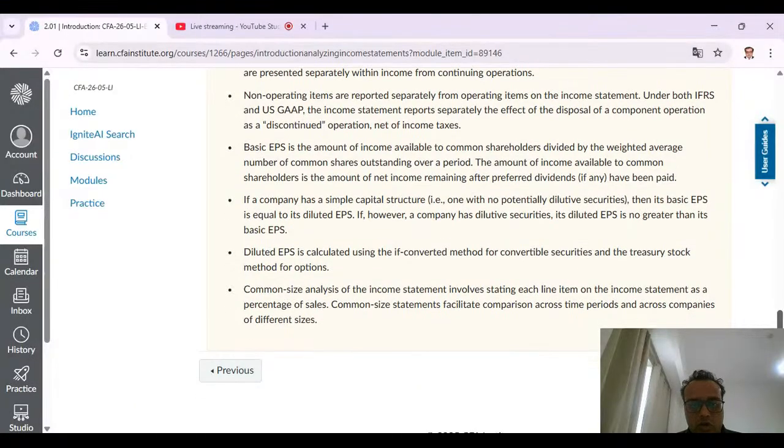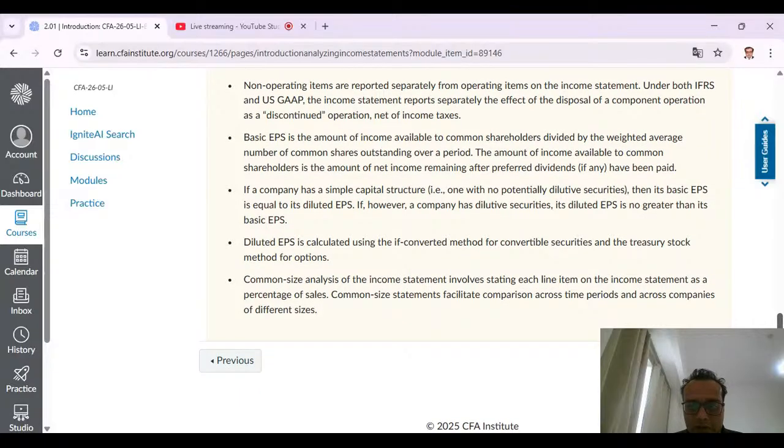Fair enough. Common size analysis of the income statement involves stating each line item of the income statement as a percentage of sales. Common size statements facilitate comparison across time periods and across companies of different sizes. So I took sales, divided all the items by sales, and calculated the percentage. What is the benefit? It facilitates comparison across time periods.